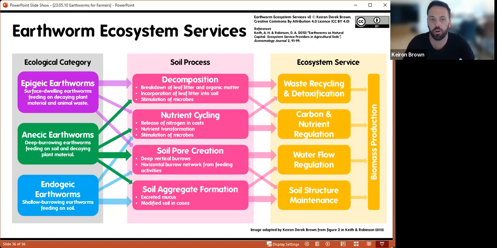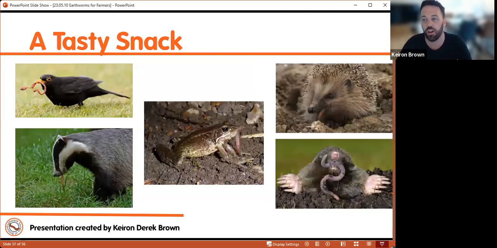So earthworms, different types, important for different soil processes and the resulting ecosystem services to different degrees, but when you combine it all together, really, really important for all of them combined. And you'll see at the end of the ecosystem services there's a thing, everything leads to what we call biomass production. Something I think is always worth mentioning is that earthworms are a really dominant biomass within the soil. They're an important food source for many other organisms.